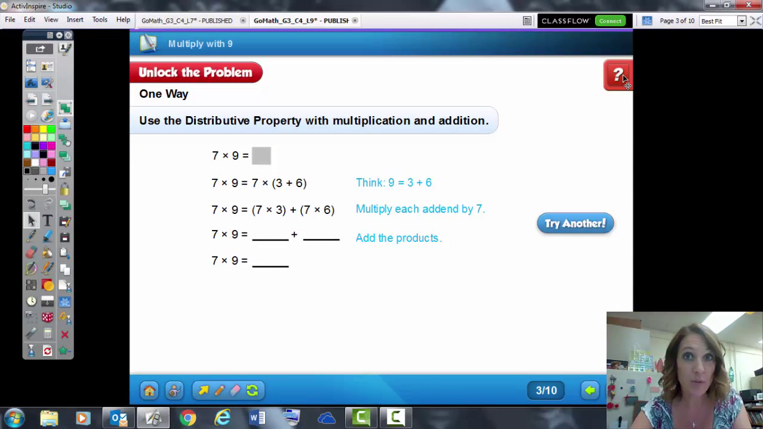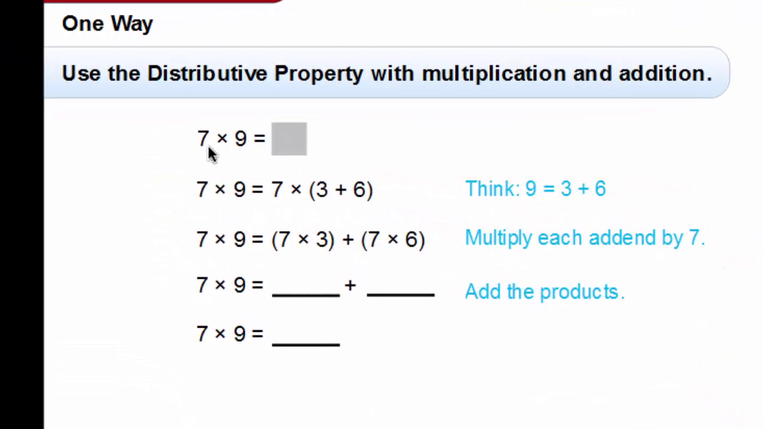One way that we can solve this problem is to use that distributive property that we have talked about so much. We have got this down. The distributive property using both multiplication and addition. So we can look at 7 times 9. We can break apart the 9 into the add-ins of 3 and 6. So we think that 9 equals 3 plus 6. Then we take and multiply the 7 times the 3 and the 7 times the 6, and we add those two products together.